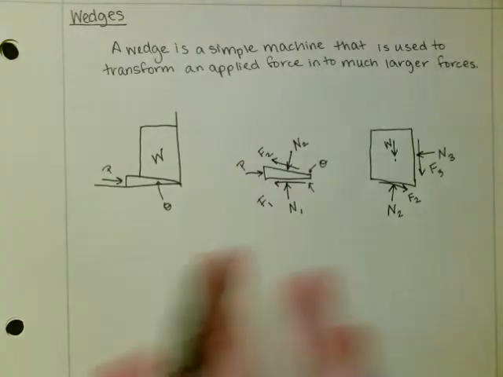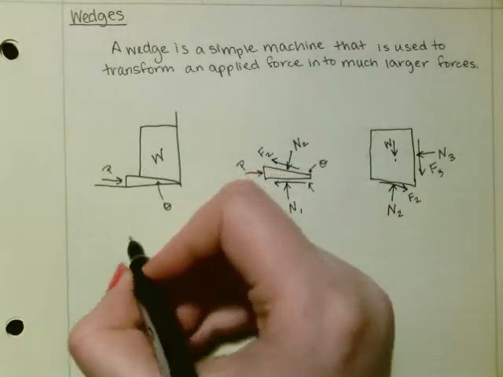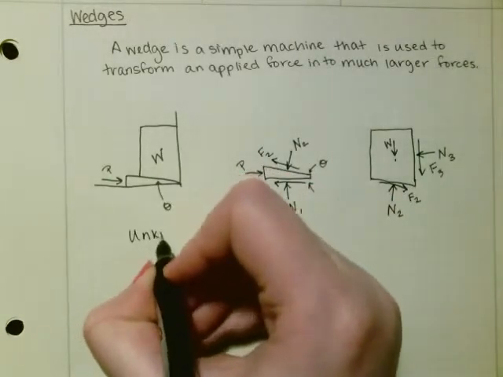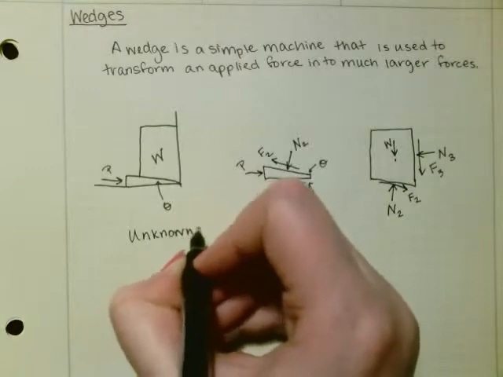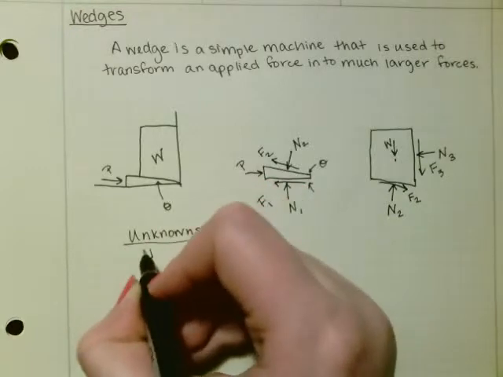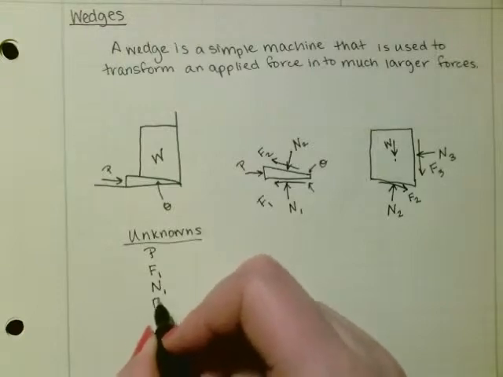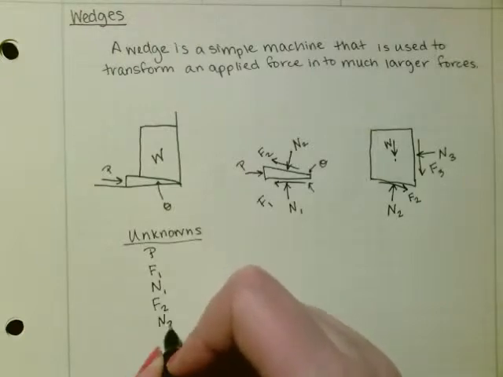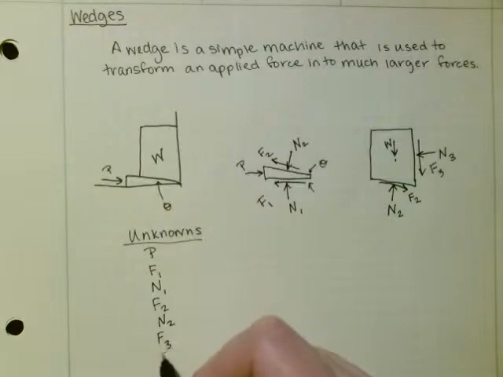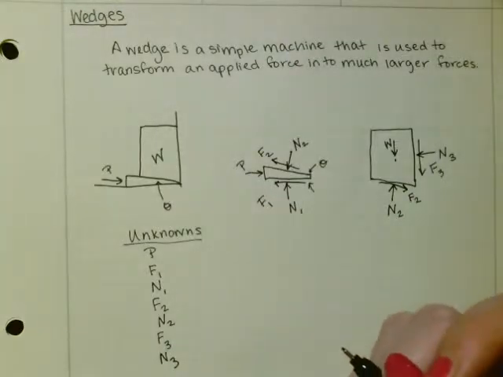So if I'm looking at this right now, let's look at how many unknowns I have. I don't know P, F1, N1, F2, N2, F3, or N3. So I've got 7 unknowns.